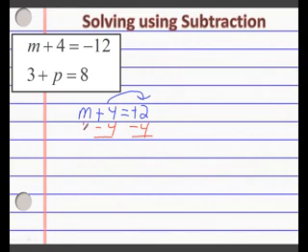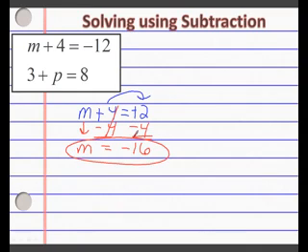So we just bring our m down. We haven't done anything to it. Plus 4 and minus 4 is 0, so that's gone. M equals, and then negative 12 minus 4 is negative 16. So m equals negative 16 is my solution for my first problem.